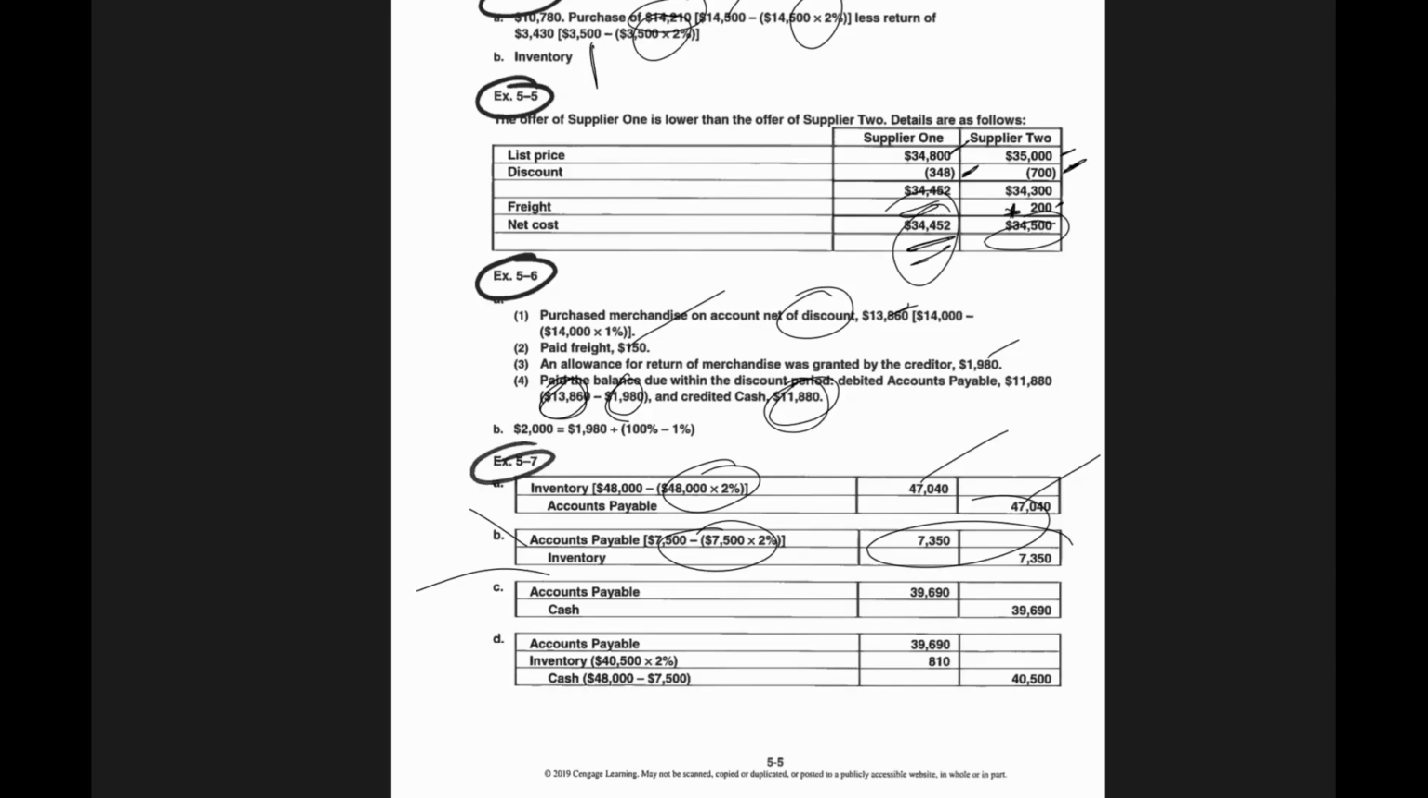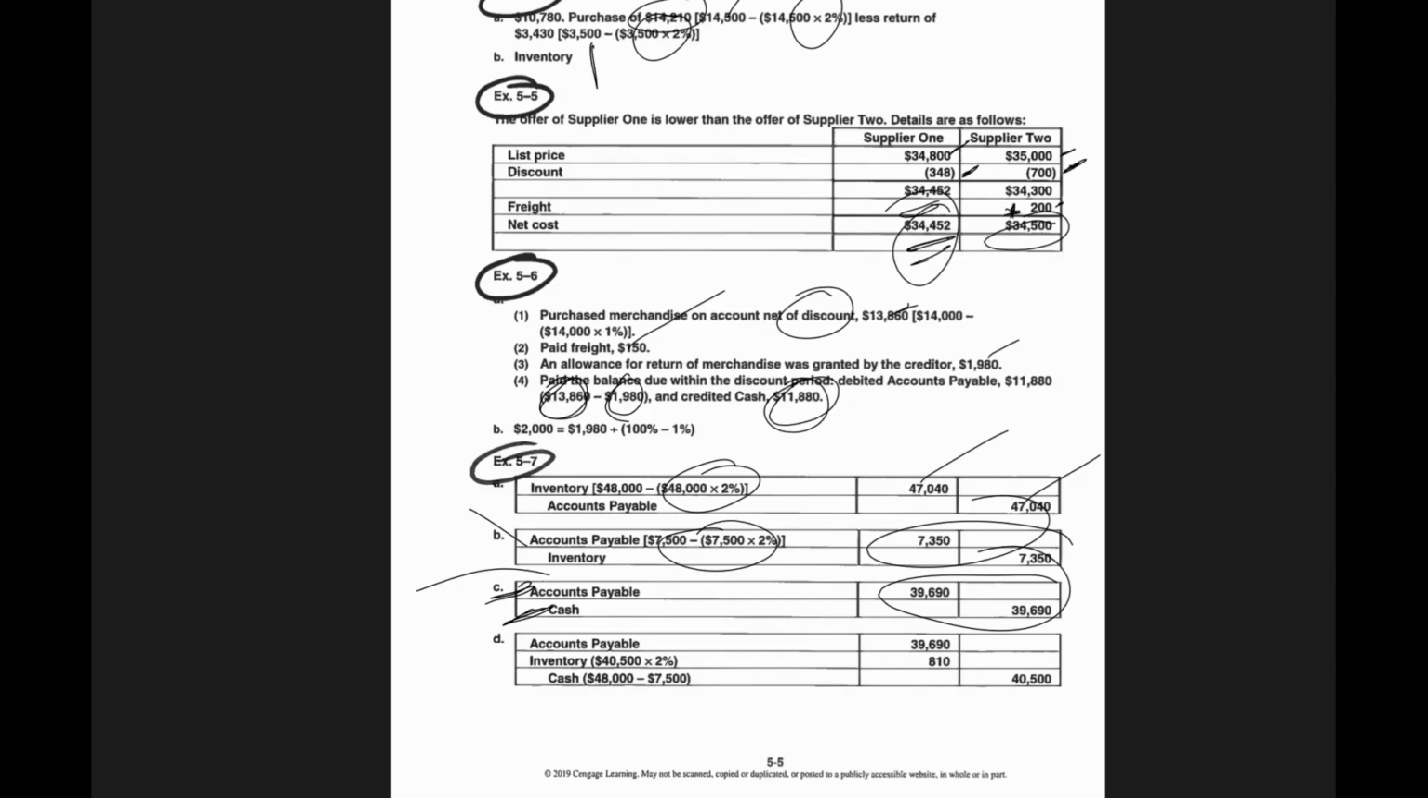Then our net is, in letter C, the payment. Well, get rid of the AP. We credit cash for that net amount, $39,690. Now in this case, letter D is a little interesting. We didn't do it within the window of 10 days.